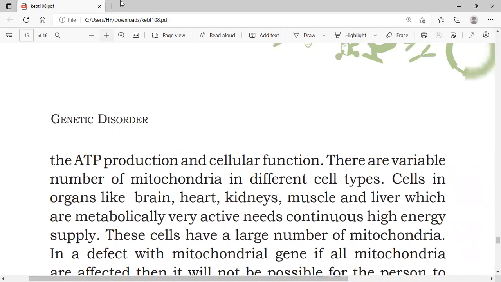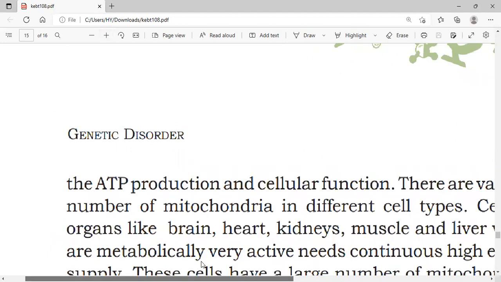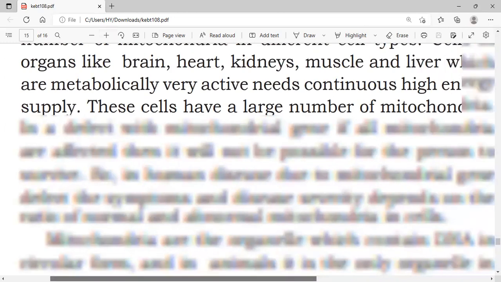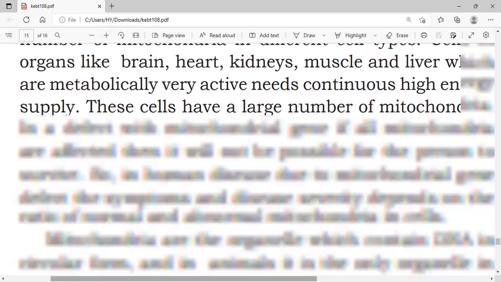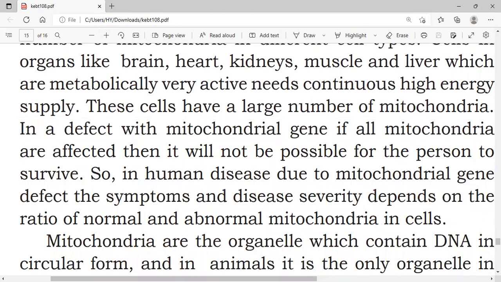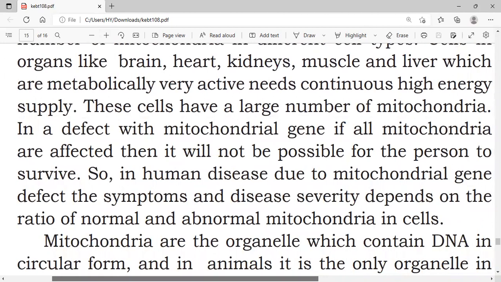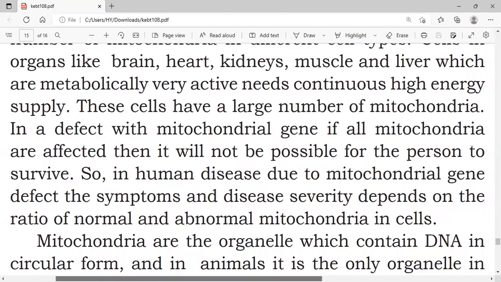So these organs need more high energy supply, so the number of mitochondria inside them is higher, and these cells have a large number of mitochondria. ब्रेन, हार्ट, किडनी, मसल्स और लीवर में ज्यादा माइटोकॉन्ड्रियाज होते हैं. और इन अ डिफेक्ट माइटोकॉन्ड्रियल जीन में अगर डिफेक्ट है तो ये माइटोकॉन्ड्रियाज पॉसिबल नहीं होगा पर्सन को कि वो सरवाइव कर सके.